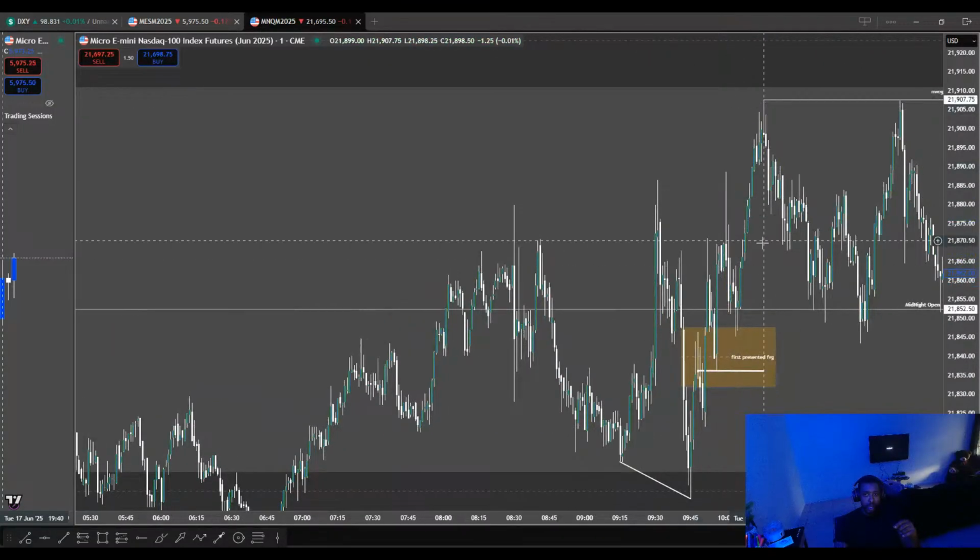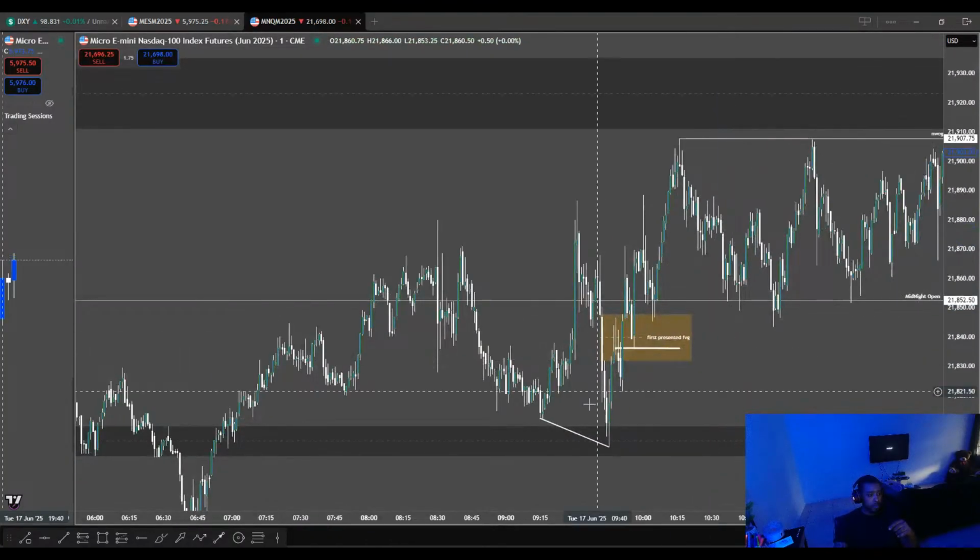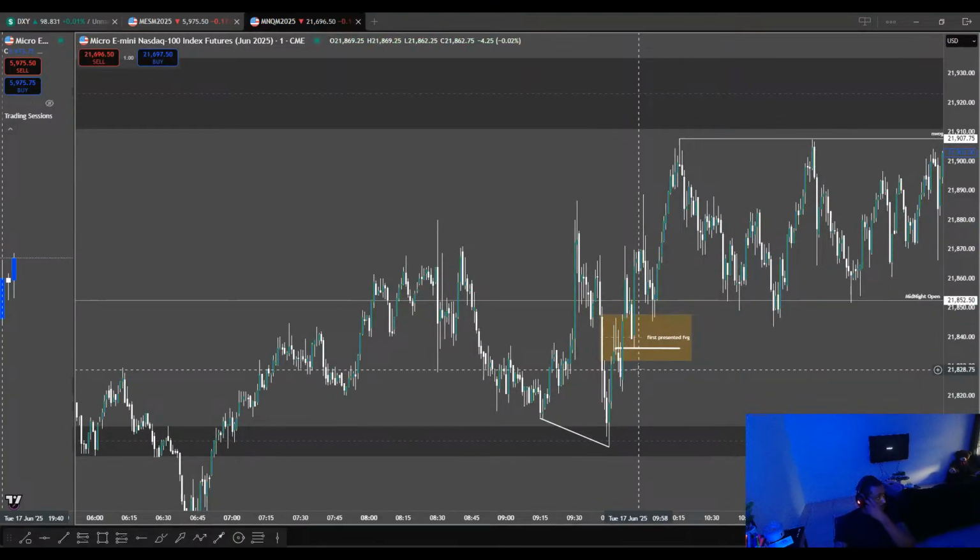And then look, we just rally. Just a play I caught right here to cash out. Lovely play. This was a lovely play.